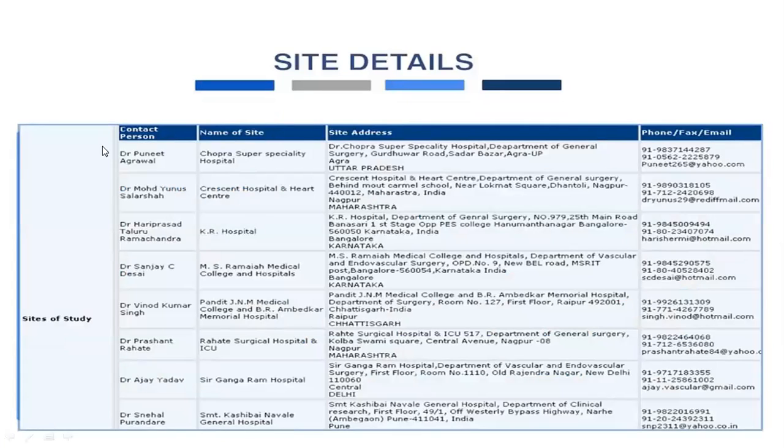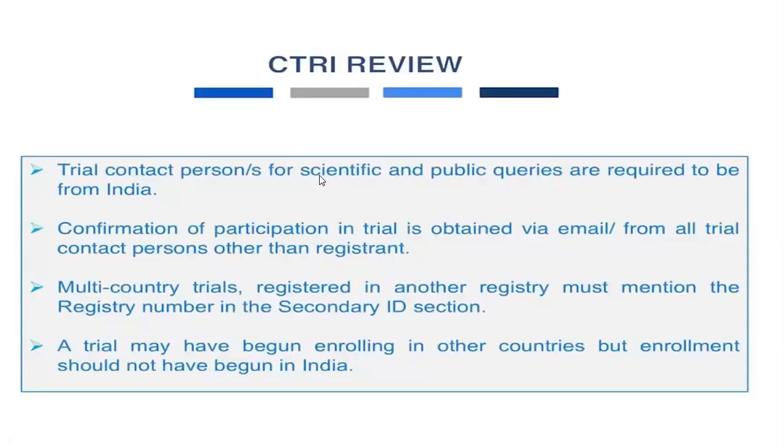So here you can see all the details of the sites, where you are going to find the particular site, the contact number, the name of the site, the address of the site, and the contact details associated with the contact person. The trial contact persons for scientific and public queries are requested to be from India only, not from abroad. Confirmation of participation in the trial is obtained via email from all trial contact persons other than the registrant. Right?